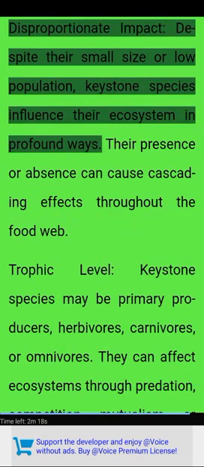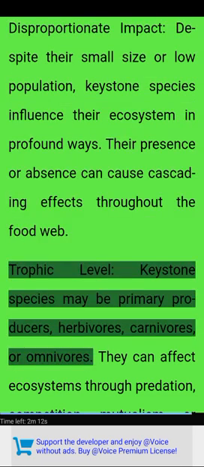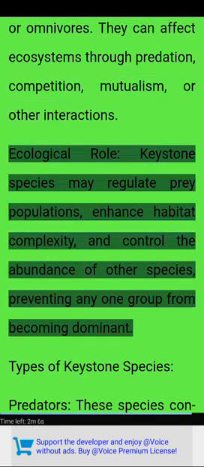Disproportionate impact. Despite their small size or low population, keystone species influence their ecosystem in profound ways. Their presence or absence can cause cascading effects throughout the food web. Trophic level. Keystone species may be primary producers, herbivores, carnivores, or omnivores. They can affect ecosystems through predation, competition, mutualism, or other interactions.